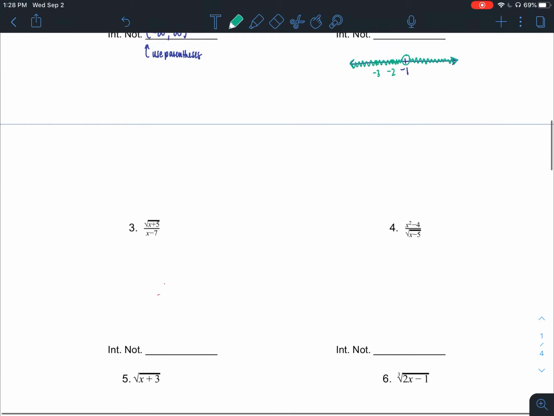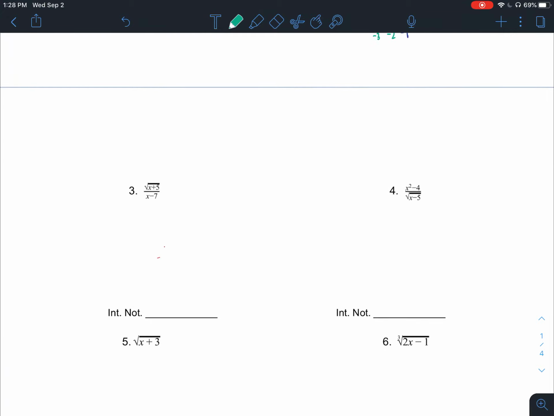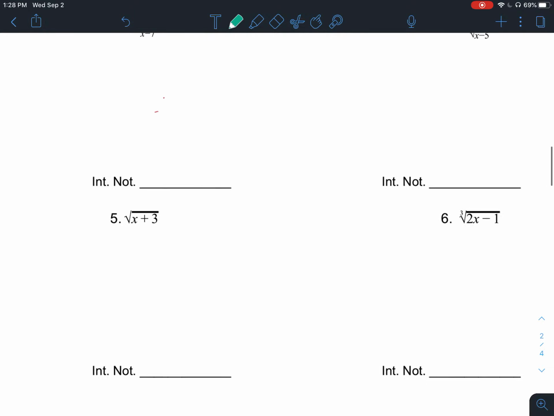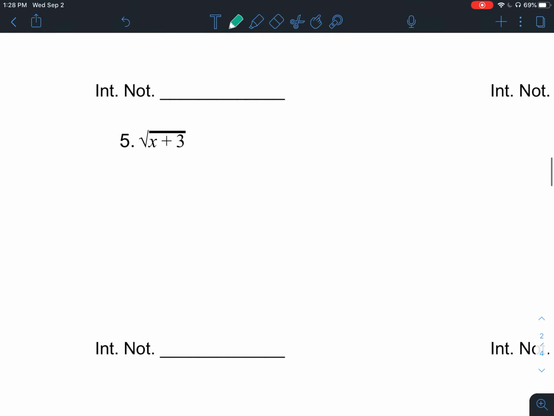All right, let's actually do number 5 first. That way we can work on that before we jump to a harder problem. Okay, so I have the square root of x plus 3. So that's an even radical. Just noting that from the very beginning, but I'm still going to ask my questions.